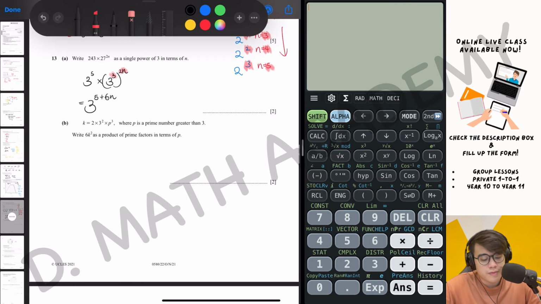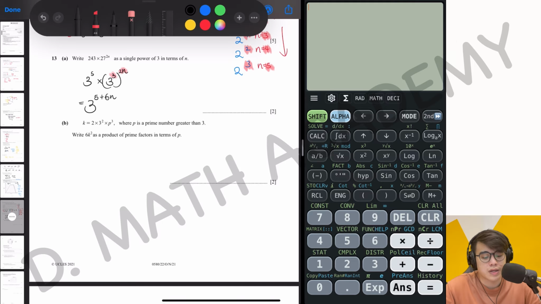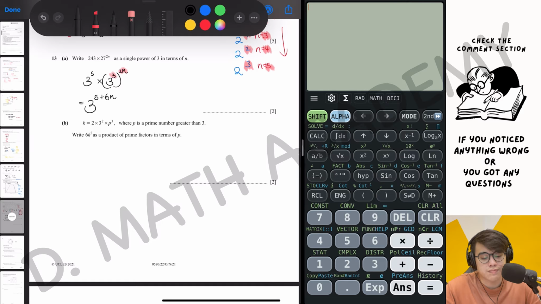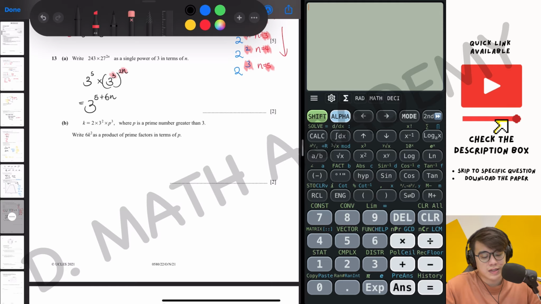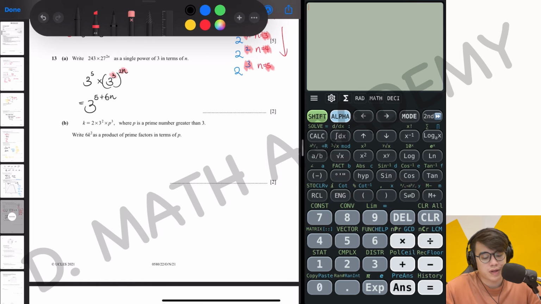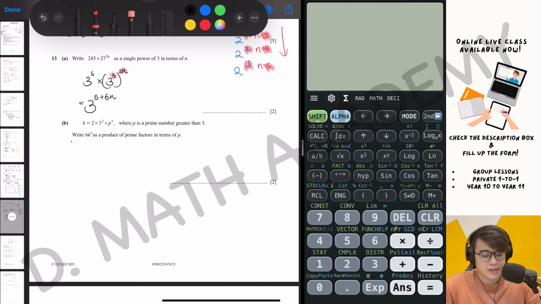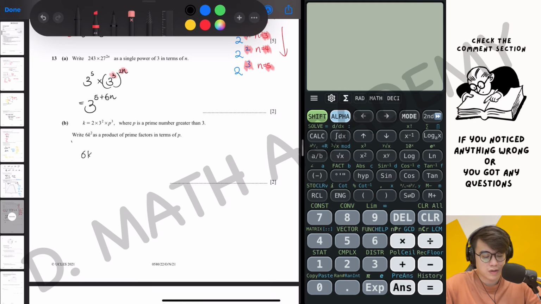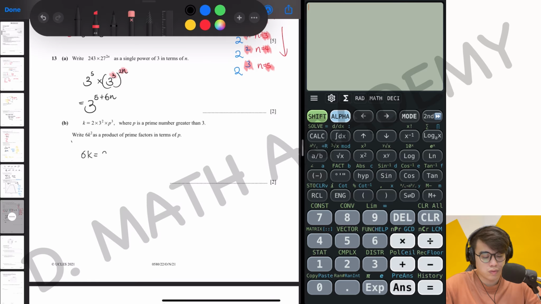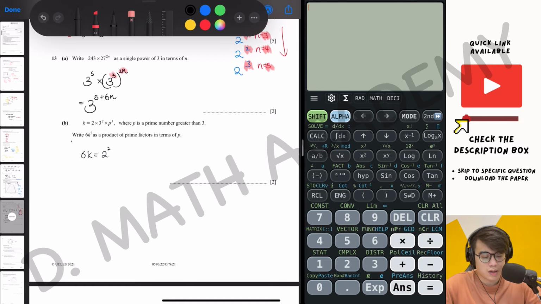Moving on to part B. K is 2 times 3 squared times p cubed, where p is a prime number greater than 3. Write 6k squared as a product of prime numbers in terms of p. So for this question here, they want us to find 6k first. 6k will be us multiplying another 2 and another 3 into it.